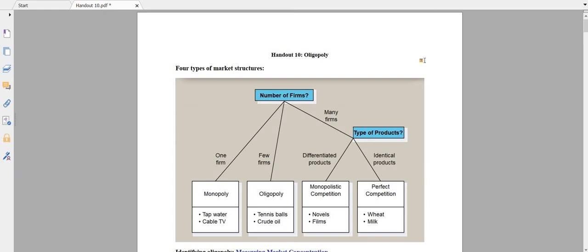Today we're going to start off with the next topic, which is oligopoly. We have already studied that there are four different types of market structures. On one extreme of the spectrum we have monopoly, and on the other extreme we have perfect competition. Now in between these two market structures we have two imperfectly competitive market structures, which are referred to as oligopoly and monopolistic competition. The way these two market structures have been positioned in this diagram implies that the features of oligopoly resemble more closely to monopoly, whereas monopolistic competition is closer to perfect competition.